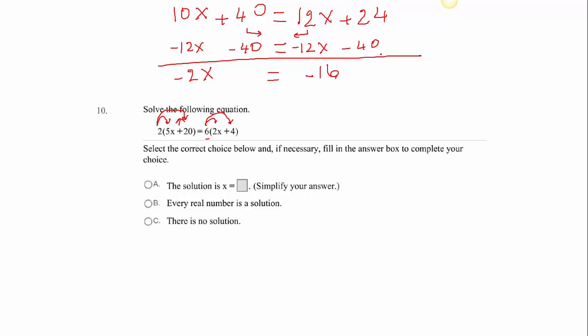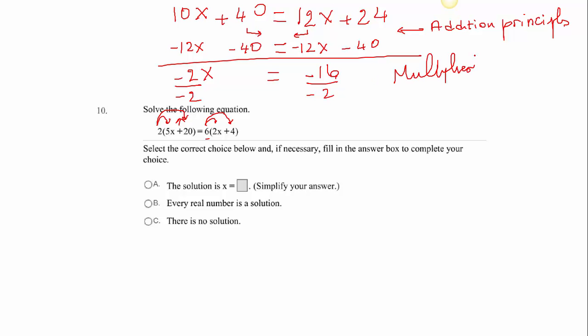So this is called the addition principle. What I did here is called the addition principle, since I added the same numbers to both sides of the equation. Here we're going to divide both sides by this number, which is negative 2, to isolate x, and this is called the multiplication principle.